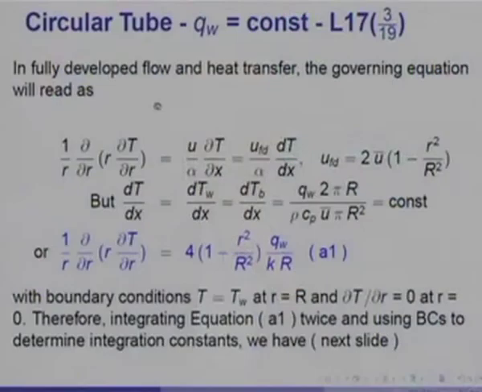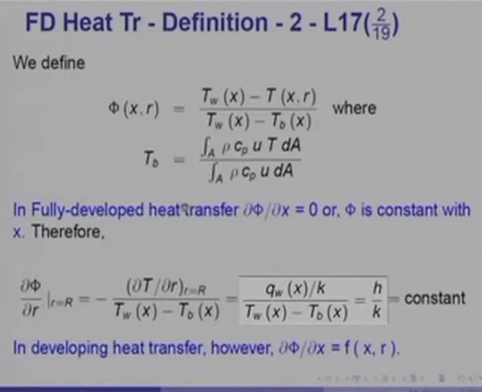So, let us take the first case, the simplest case which you have studied in your undergraduate course, that of a circular tube with constant heat flux at the wall. In that case, the governing equation, as you will recall, is simply (1/r) d/dr (r dT/dr) equal to u divided by alpha, where alpha is the thermal diffusivity, k by rho Cp, times dT/dx. But since q wall is constant, dT/dx would be replaced by dT bulk/dx, and it will actually also mean dT wall/dx. From our definition, you can see that if d phi by dx is equal to 0 and dT/dx is equal to dT bulk/dx, then dT wall/dx will also be 0.